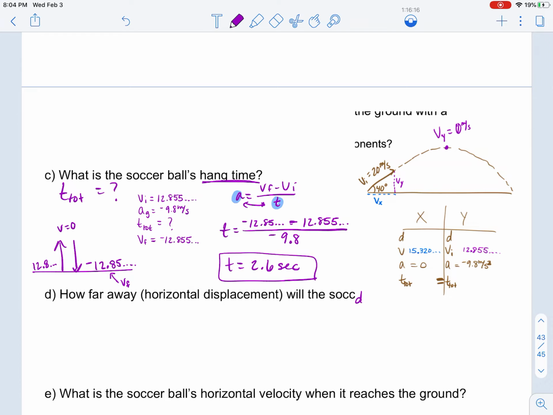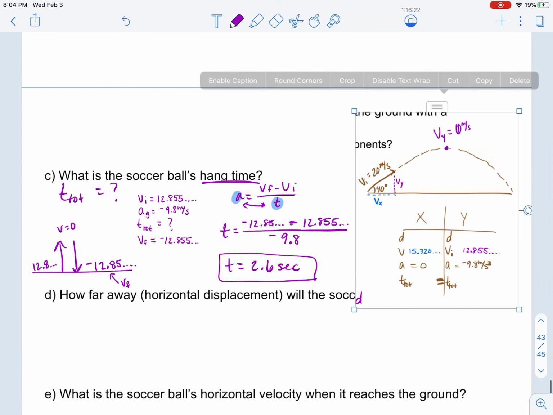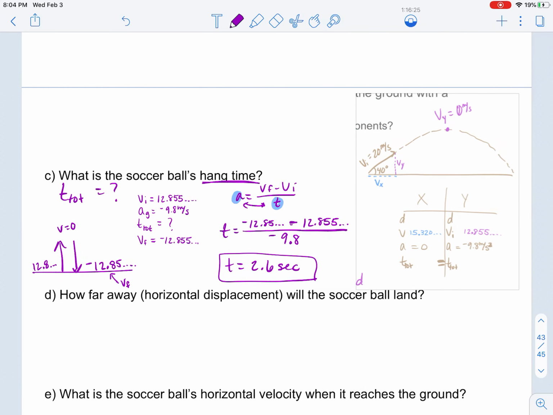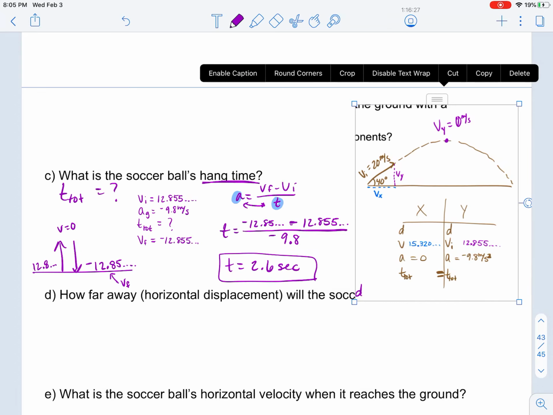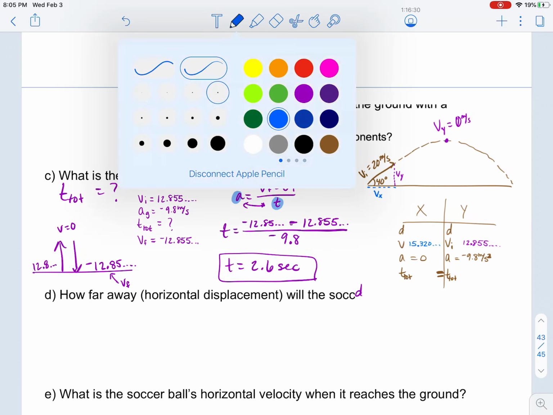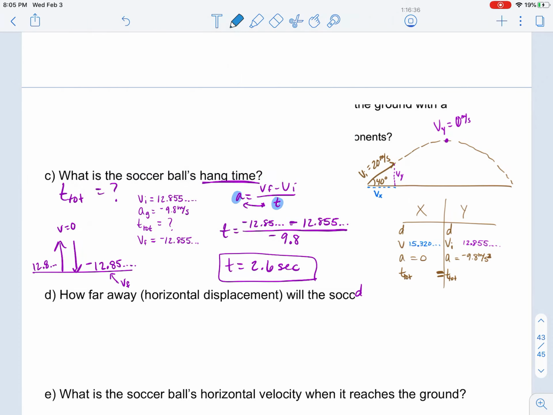Okay? Now, the next question wants to know how far away horizontally does the soccer ball land? So now we are being asked for this horizontal displacement. So in the horizontal direction, I'll pick a different shade of blue. So from where it started to where it lands, how far away is that? That is the question. So this wants D in the X direction. So now we are on the horizontal side of our list of givens. So horizontally speaking, D is my unknown.